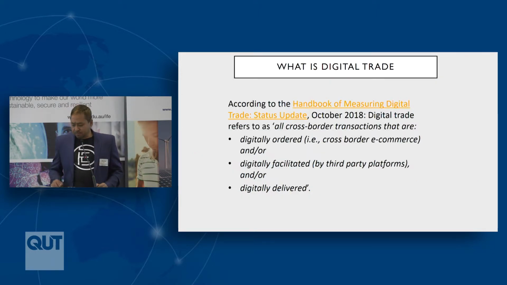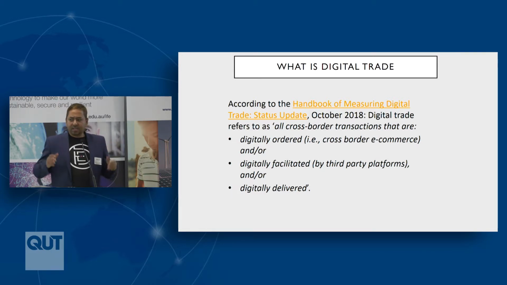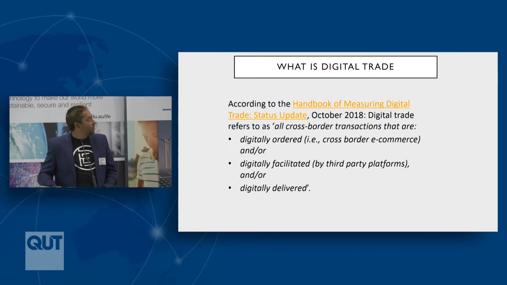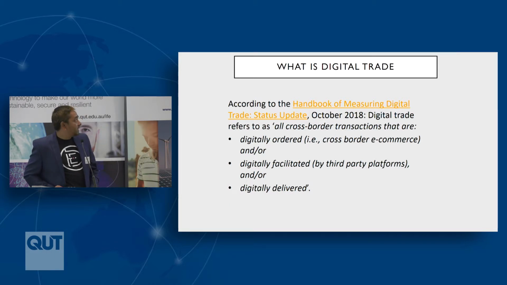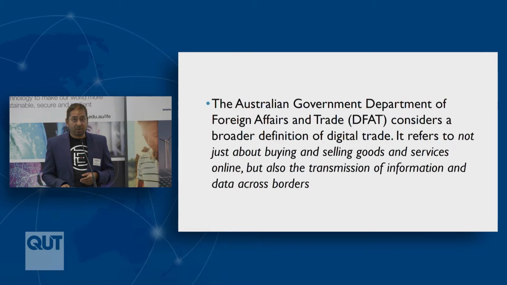So let's probably then talk about how we actually measure this digital trade. This is where the intervention is required. There are some very recent handbooks from the OECD and other international organizations, and they say that digital trade is about digitally ordered, cross-border e-commerce, digitally facilitated by third-party platforms, and/or digitally delivered. So this is the definition of digital trade according to that handbook, which is very popular at the government level.